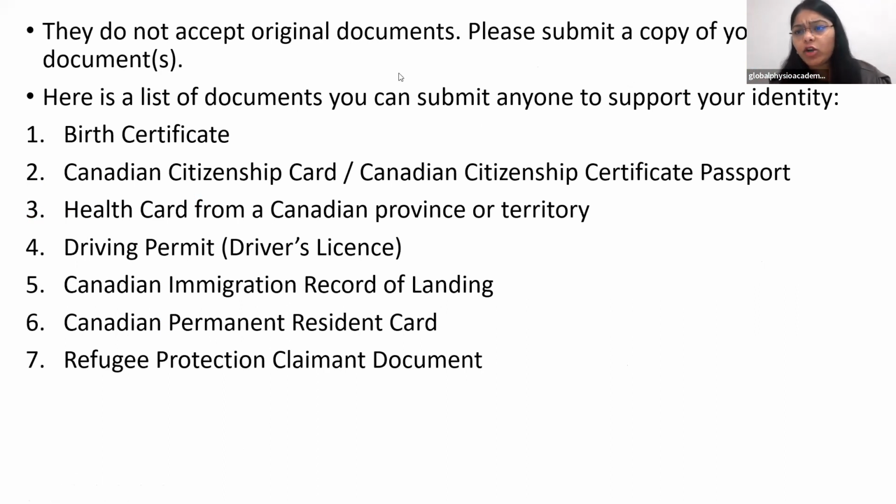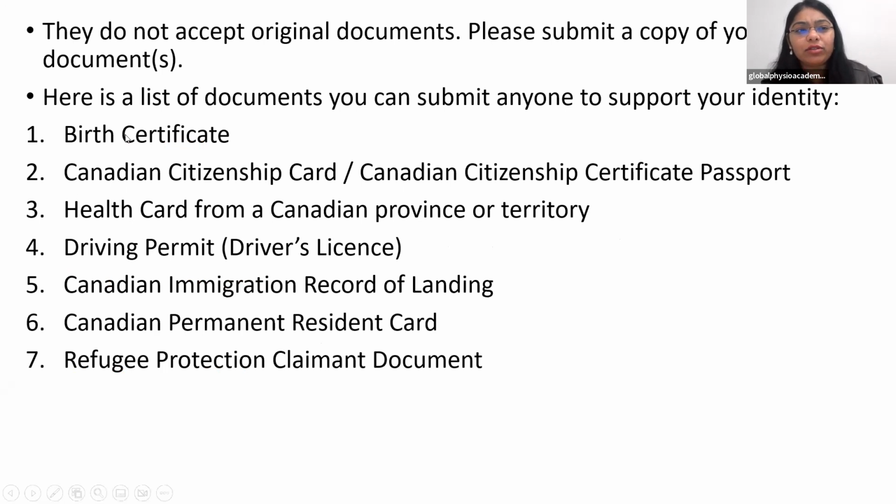This is a list of the documents, any of which you can use: birth certificate, if you are a Canadian citizen, Canadian citizenship card, health card, Canadian driving license, Canadian immigration record of landing, permanent residency, refugee protection document. That is optional, and another is the passport. So whatever you want. Here I just mentioned the passport one, because it is the one and only. If you want other than passport, you can use these. Clear?